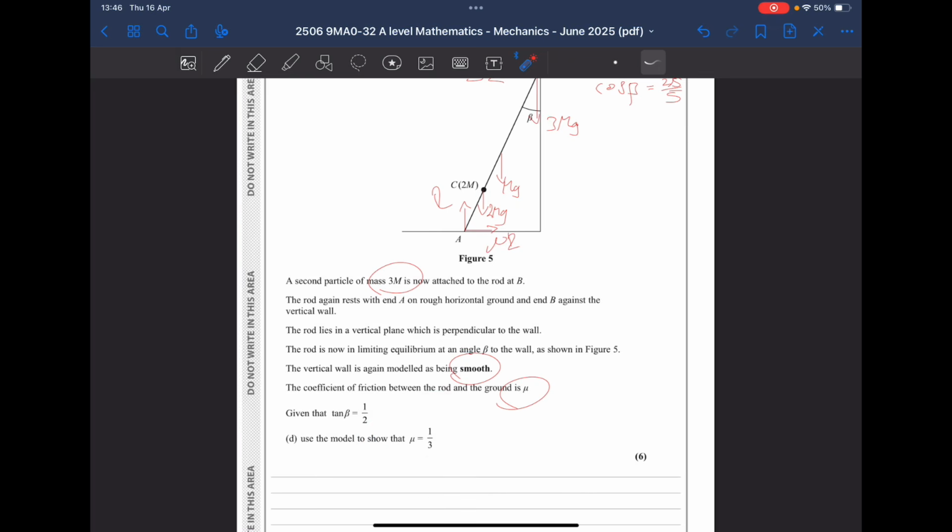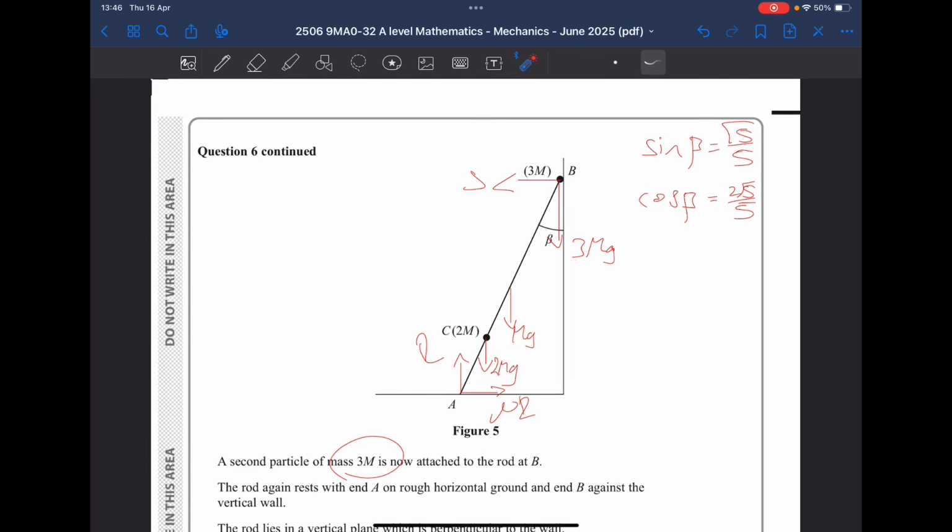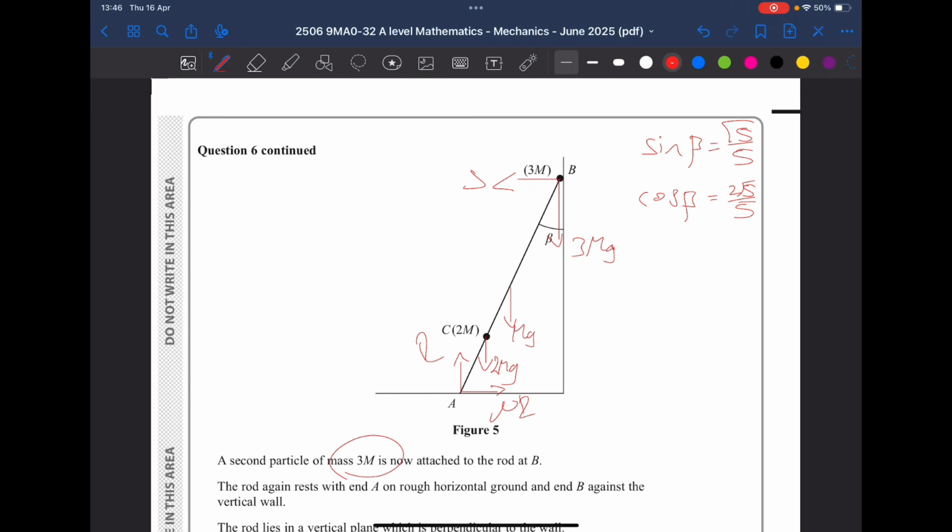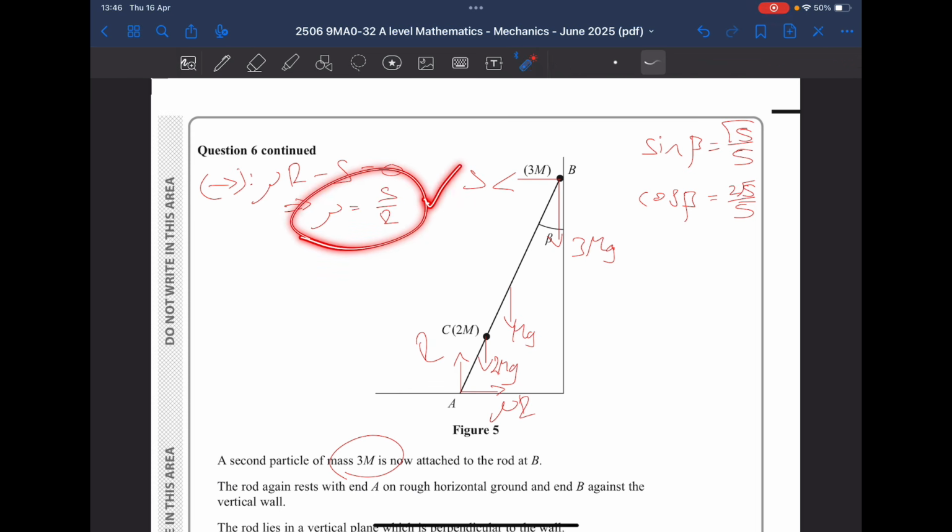Find mu. Okay, so again, we're going to resolve forces horizontally and vertically before using moments. So if we go horizontally, what do we get? To the right, we've got mu R. To the left, we've got S. So they do cancel out with each other. So what we know is that mu is going to equal S over R. So now if we can get both of those, we've got mu. So let's look vertically.